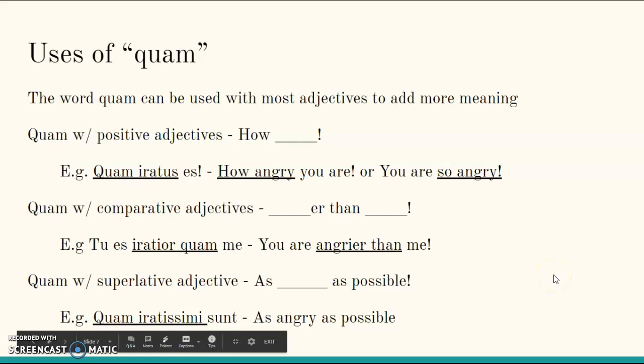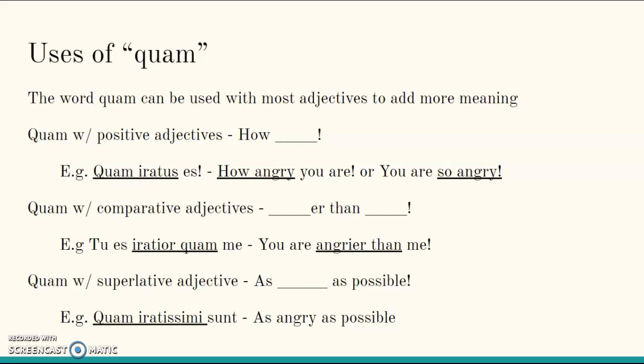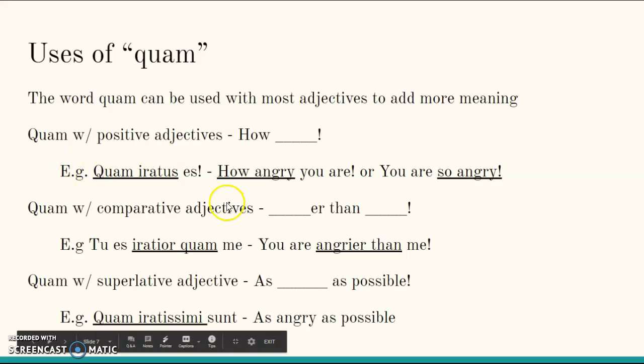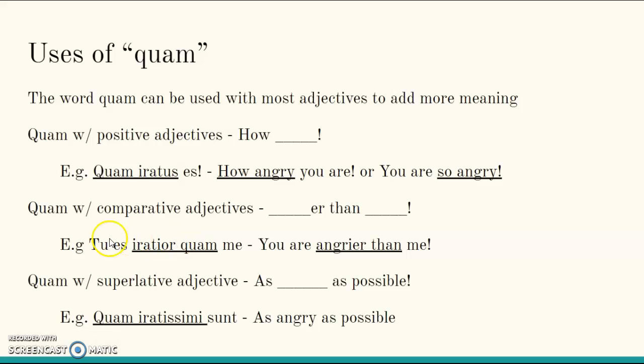Now you're going to start to see the word quam pop up quite a bit, and it can be used with different adjectives in different ways, and it changes depending on the degree of the adjective. If you see quam with a positive adjective, that is the base form of the adjective, then it can be translated as how blank or so blank. Quam iratus es, how angry you are, or you are so angry. So instead of increasing the degree of the adjective, you can see how it kind of emphasizes the amount of anger.